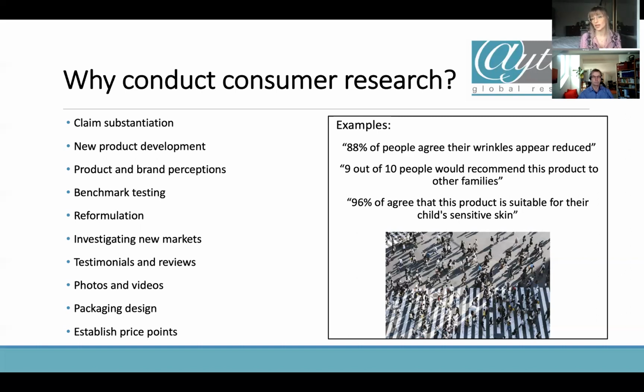There's some examples of claims on the side there as well. As I mentioned, they're perception claims. So really we're looking at people agreeing with the claim rather than stating it as a fact necessarily. So people agree their wrinkles appear reduced. Marketing claims, as I said, so things that you can't really prove with science, it's an opinion. So recommending a product is a really good one. And again, we've got things like parents assessing products on their children. So it gives you a little bit of a demonstration there as well.